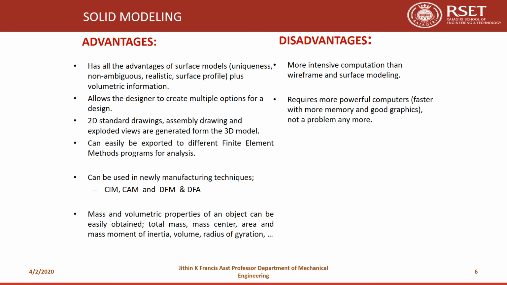Can be used in newer manufacturing techniques like computer integrated manufacturing, computer aided manufacturing, design for manufacturing and design for assembly. Mass and volumetric properties of an object can be easily obtained, that is total mass, mass center, area, moment of inertia, volume, radius of gyration, etc.